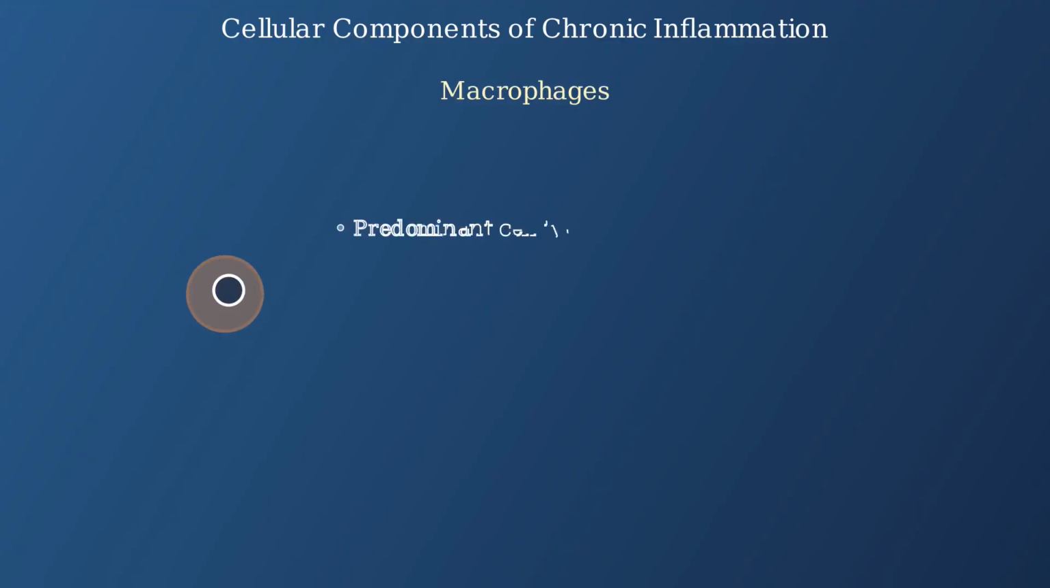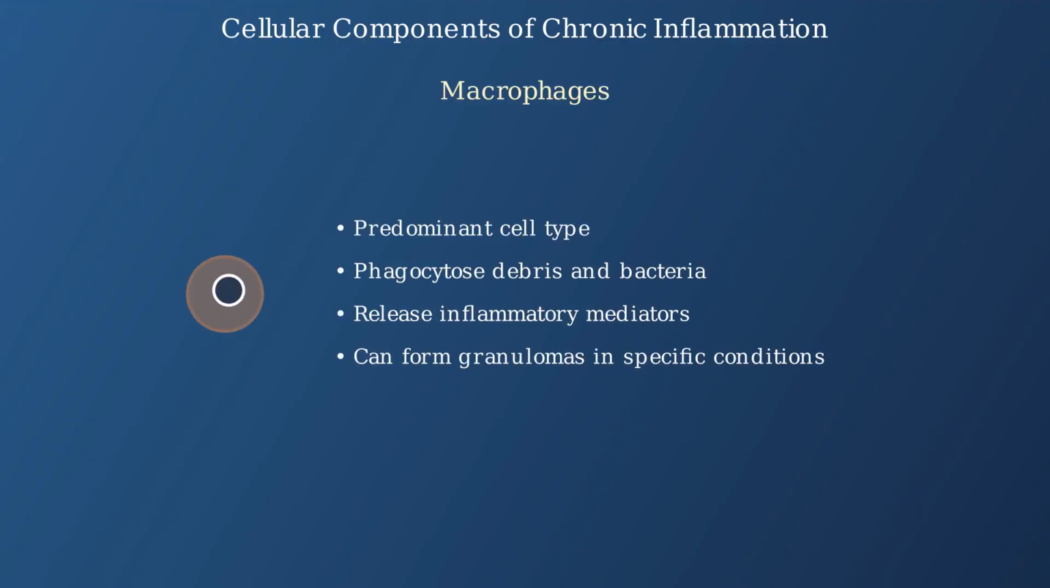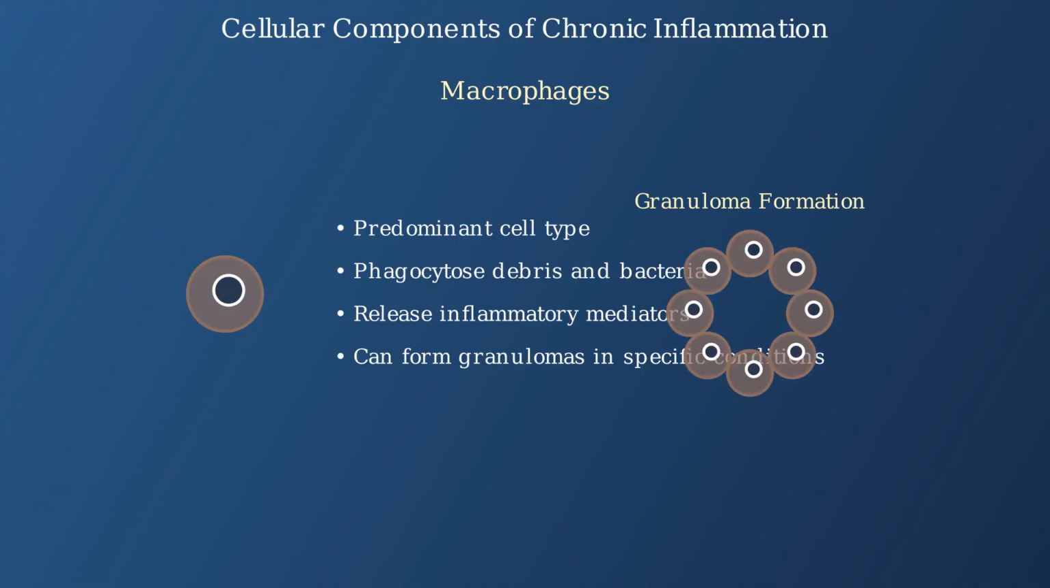Macrophages are the predominant cell type in chronic inflammation. These cells phagocytose debris and release inflammatory mediators. In certain conditions like tuberculosis, macrophages can form specialized structures called granulomas, which wall off persistent pathogens or irritants.